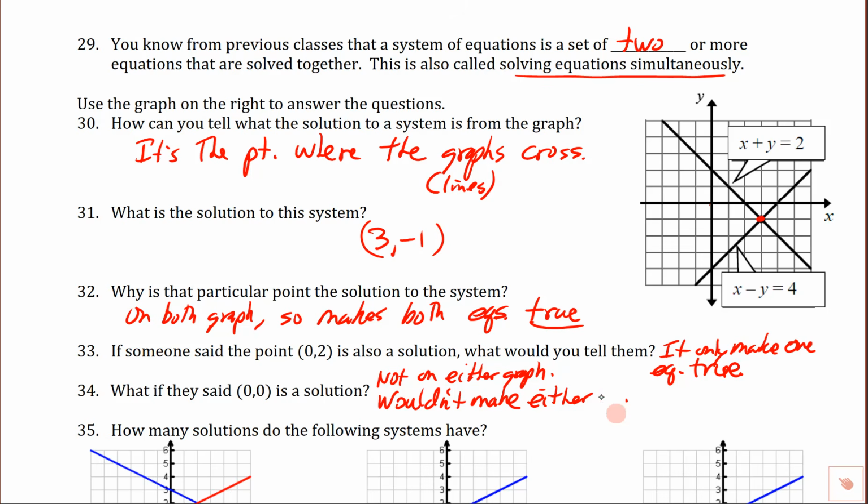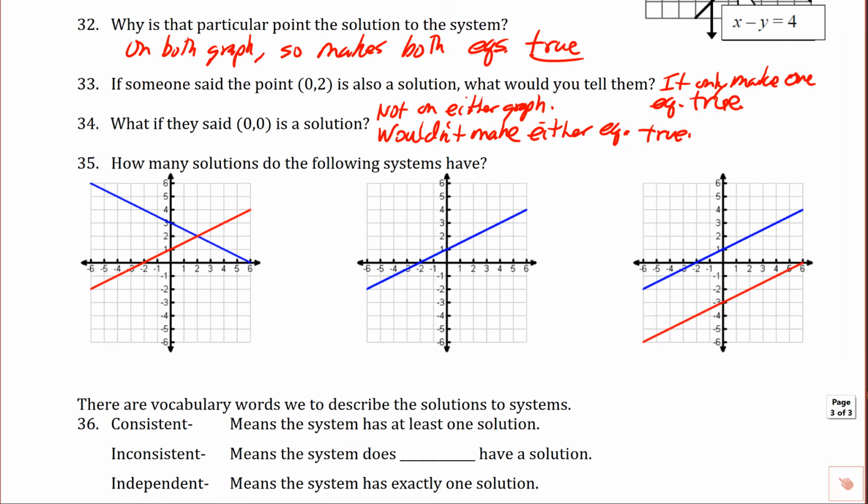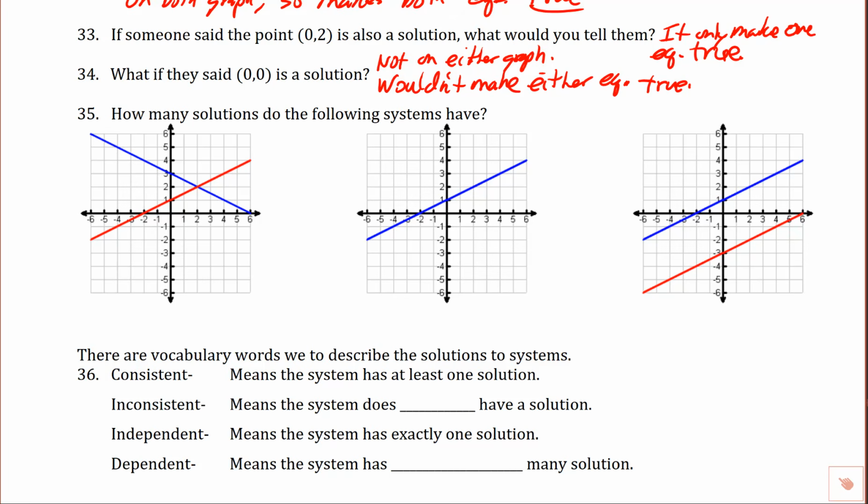Make that look right. Equation true. Okay. All right, let's slide down here and take a look at the last little bit. I think we're almost done. All right, so it says, how many solutions do the following systems have?